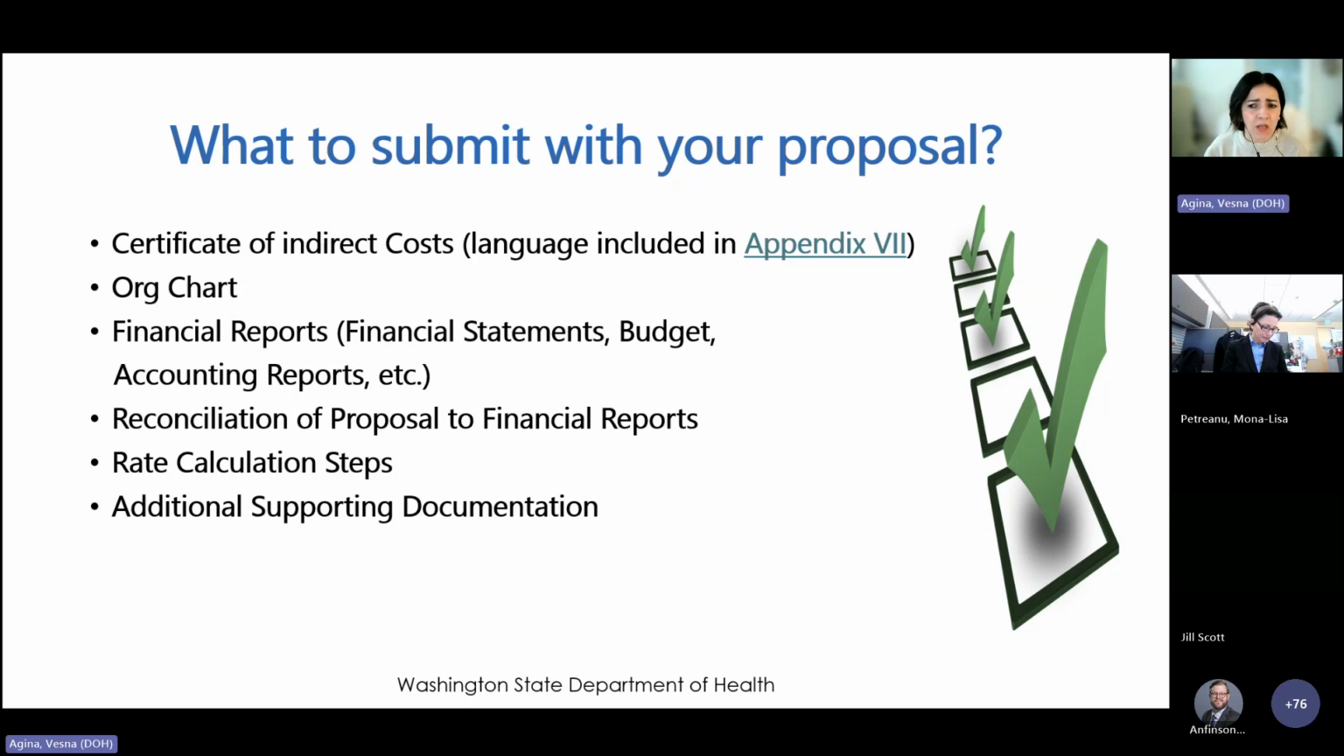I do have a copy of the language, just like a template. So if that's something that you need, you can reach out to me and I will be able to send you that Word document or PDF that you can use for certification.